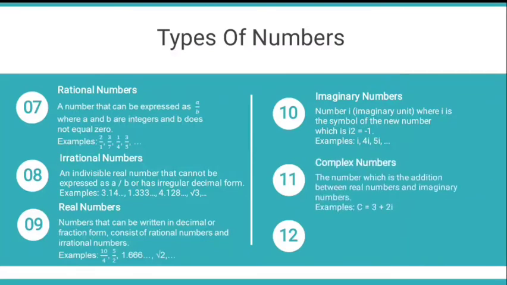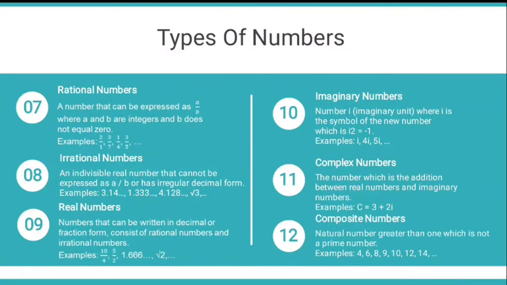Complex numbers. Complex numbers are numbers formed by the addition of real numbers and imaginary numbers. Example: c equals 3 plus 2i. Composite numbers. Composite numbers are natural numbers greater than 1 which are not prime numbers. Examples: 4, 6, 8, 9, 10, 12, 14.